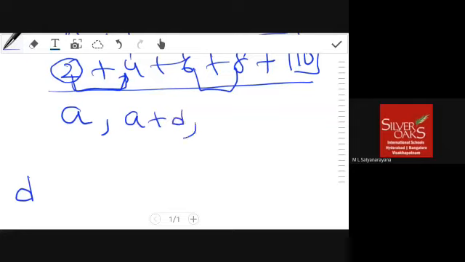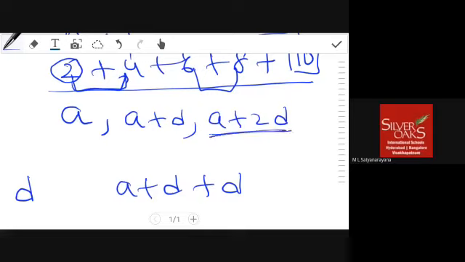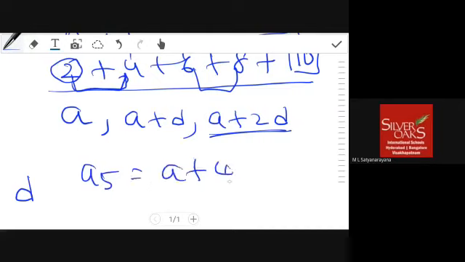Then your second term will be first term plus difference. We have this in 10th. Third term will be again the preceding term plus d. a plus d is your second term, plus 1 again you add the difference, that is a plus 2d. That will be your third term. Similarly, you can write the fourth term. If you want the fifth term, it will be a plus 4d.